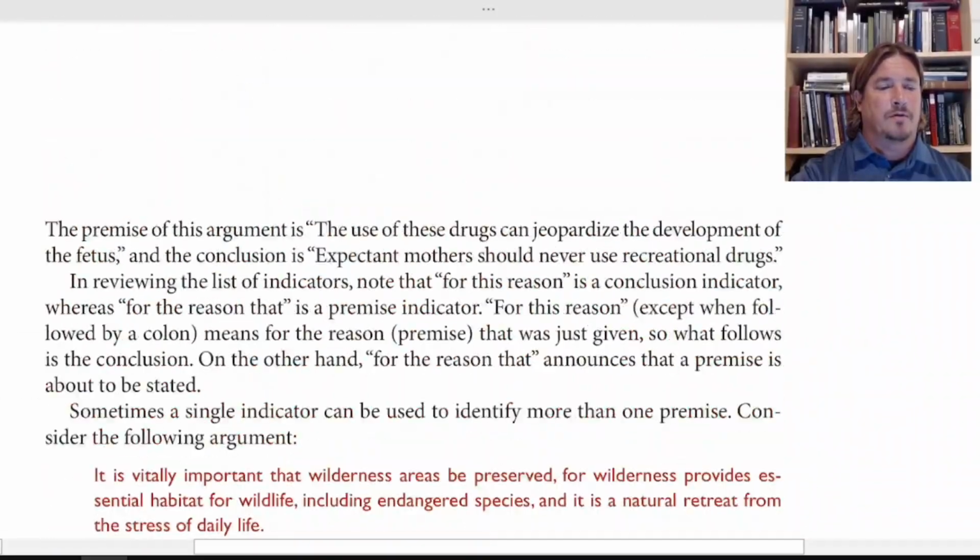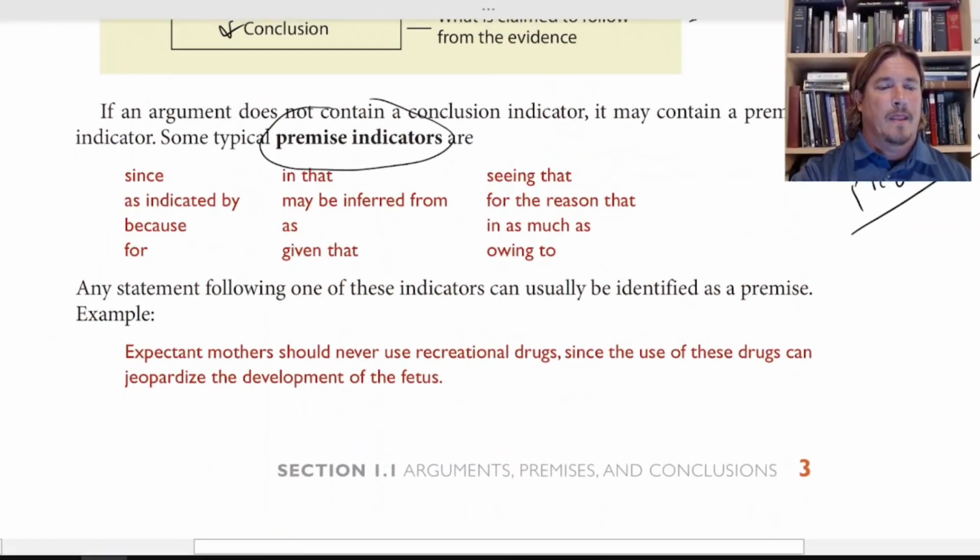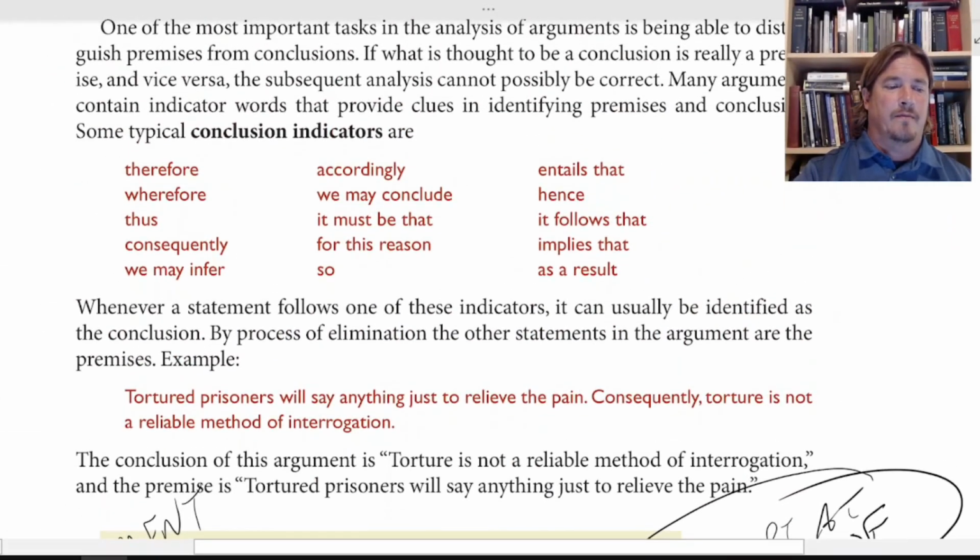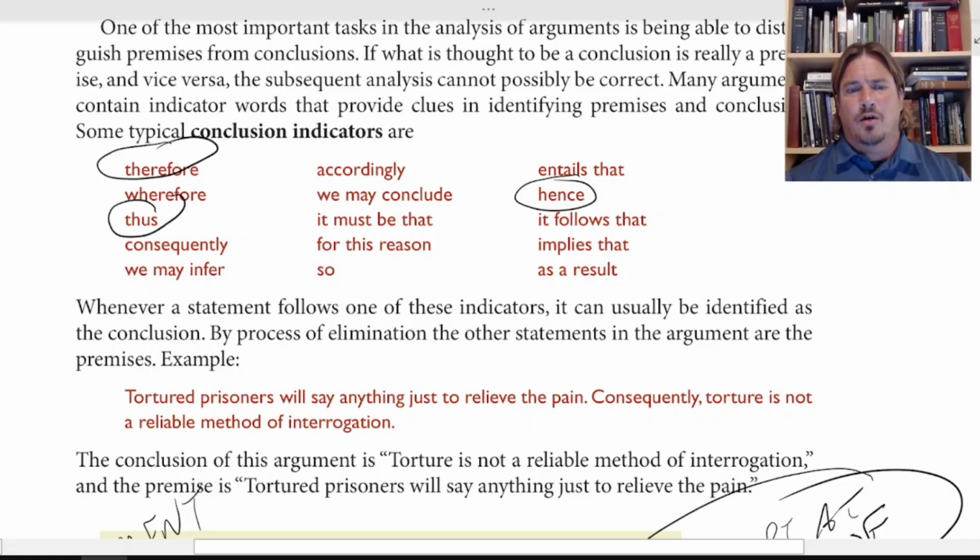Let me give you some of those. Sorry to scroll back here. Conclusion indicator words, here they are. Things like therefore or thus, these are two, or hence, right? These are all conclusion indicator words. So anytime you see those indicator words, that's probably going to be a good sign that you've got an argument. But not always, not always.